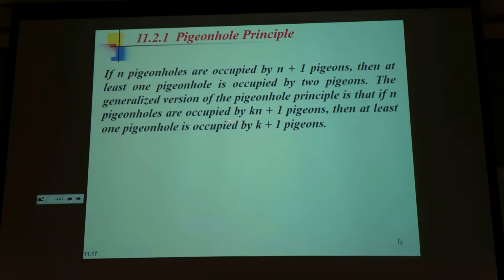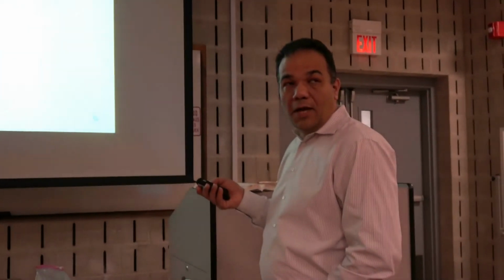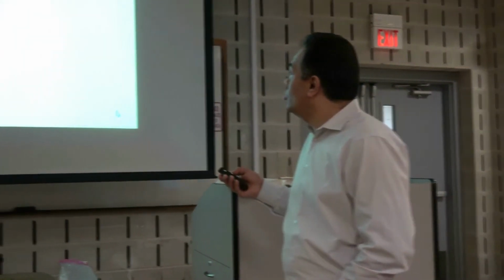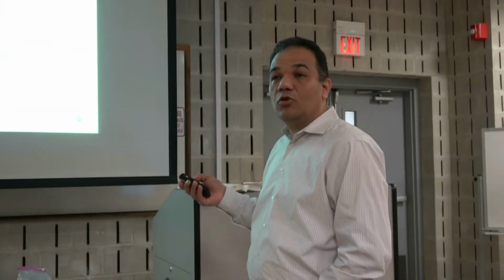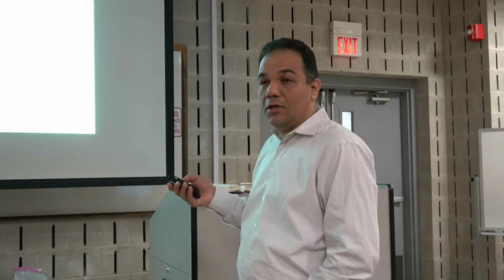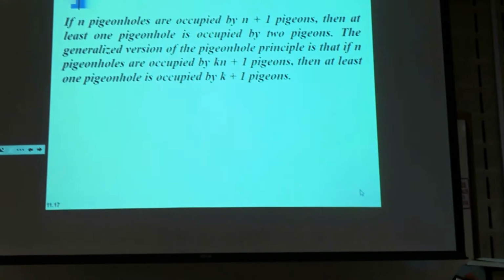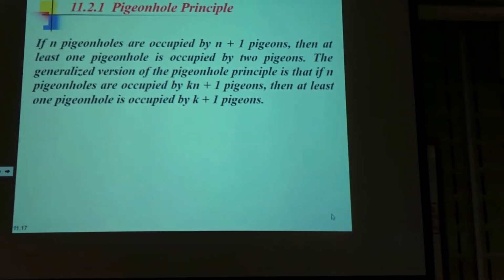K pigeons, except one has k plus 1, right? I have n holes, and each pigeonhole has k pigeons, but the total number of pigeons is kn plus 1. So one hole will have k plus 1 pigeons. Okay, that's a general rule.